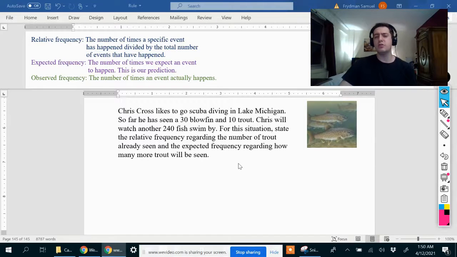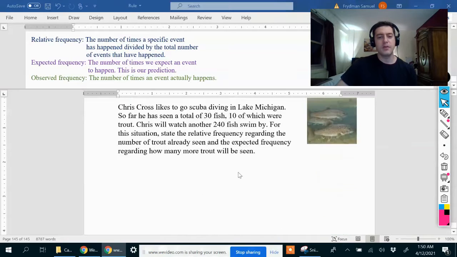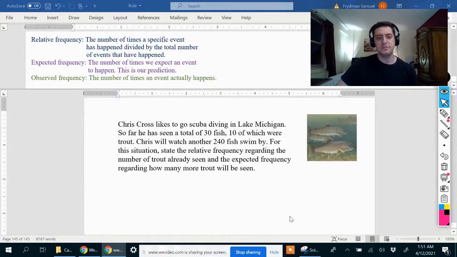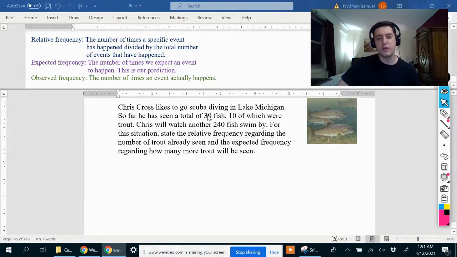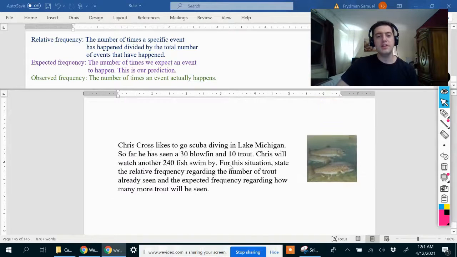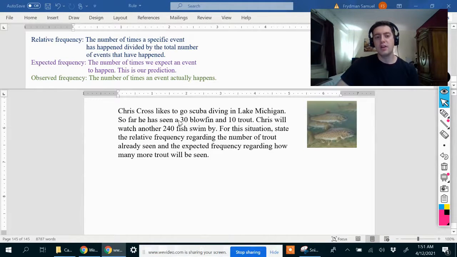Wait a minute, didn't we just do this problem? No, we did not. Look very carefully. What's the difference between this problem and the problem that we did a minute ago? Well, the difference is, in the first problem, this 30 over here was the total number of fish. In this problem, 30 is just another type of fish that Chris has seen. In other words, he saw 30 blowfin as opposed to trout. So 30 is not the total.